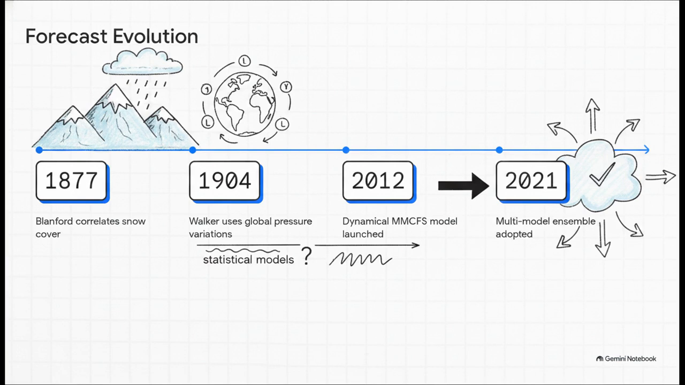For decades after that, statistical models just struggled to get it right. But look at the modern leap. In 2012, India launched the dynamical MMCFS model, bringing together ocean, land, and atmosphere data. And then, finally, in 2021, they adopted the Multi-Model Ensemble, or MME. This takes predictions from multiple global climate centers to create a single, highly robust forecast.